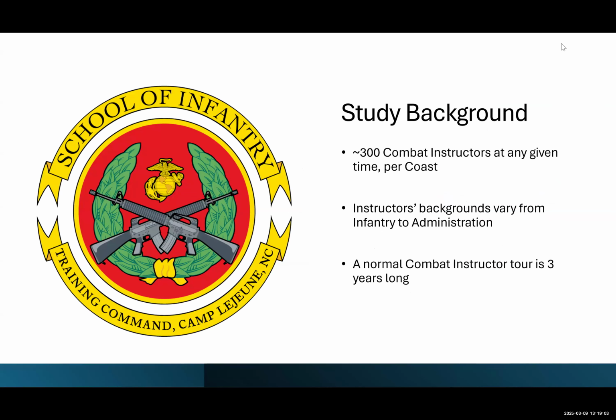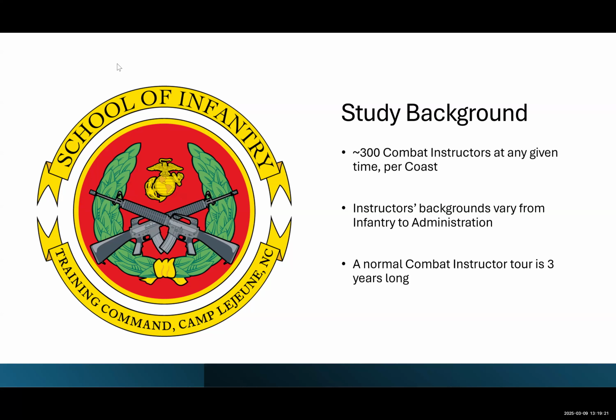And for the background, there's about 300 combat instructors at any given time. There's one on the West Coast at San Diego and one on the East Coast. I'll be focusing on the East Coast where I was.